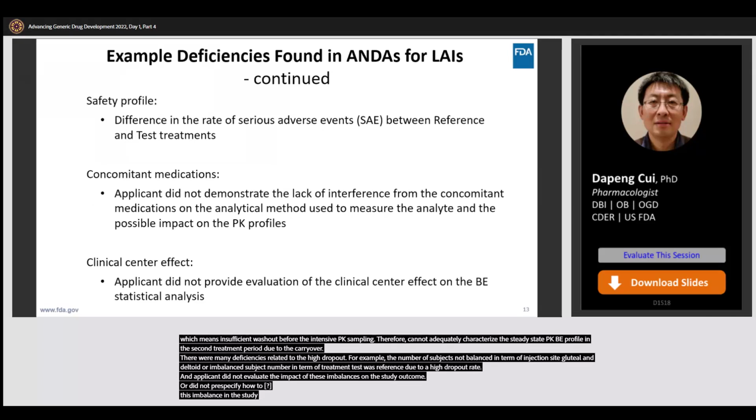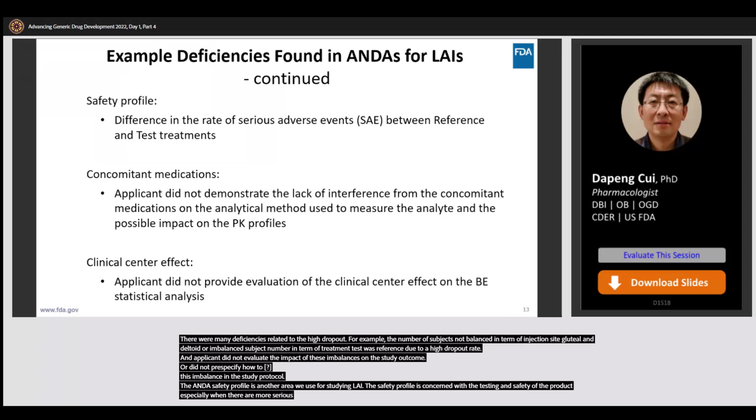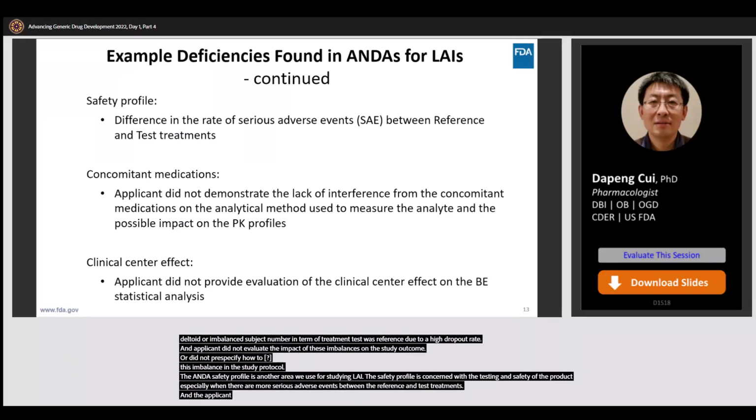The AE, adverse event and safety, is another area where we typically identify deficiencies for PK studies on LAI. The difference in AE profile poses concern on the safety of the test product, especially when there are more serious adverse events following test treatment compared to the reference treatment, and the applicant did not provide sufficient details and justification for the different SAE profile.